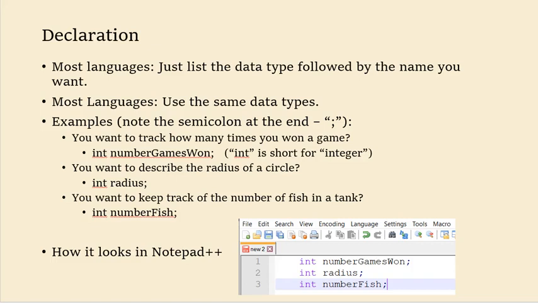Radius of a circle, int radius. Keep track of the number of fish in a tank, int number fish. Now notice the number of fish in a tank is also intrinsically an integer value. 0 fish, 1 fish, 2 fish, red fish, blue fish. Radius actually isn't, but I'm using it here as an example. How does that look in Notepad? Not too surprising. Int number games won, int radius, int number fish. I have no idea what that program would be doing.